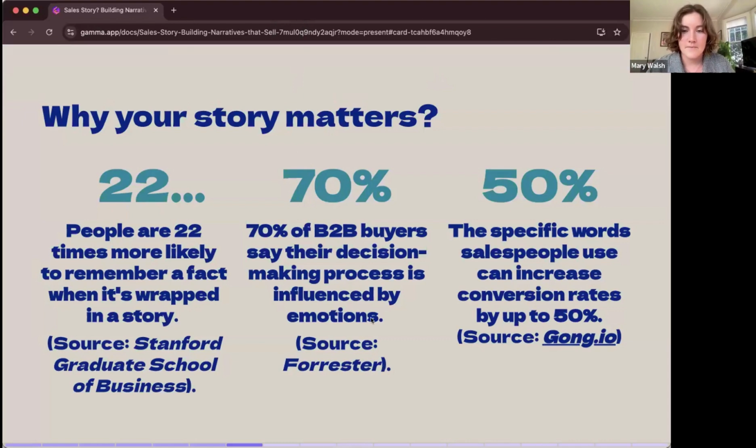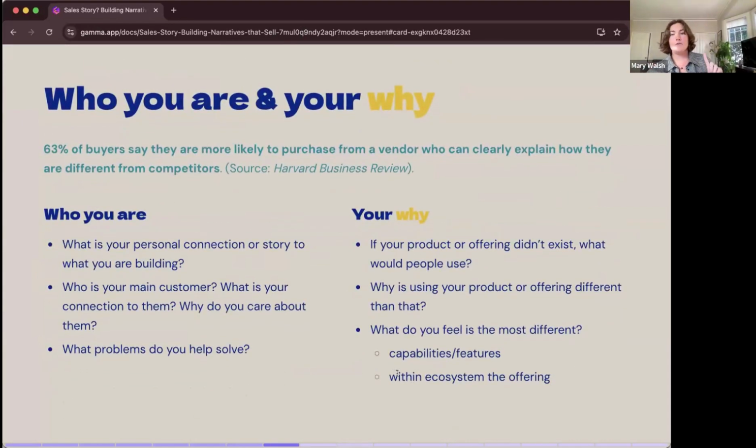All right. So the first part of this sales story framework is zooming out. Like I often say, some of this isn't necessarily complex, but it's simple and impactful. So zooming out for a moment, I want us to think about who you are and your why. So get out that piece of paper. We're going to spend a beat here answering some of these questions.